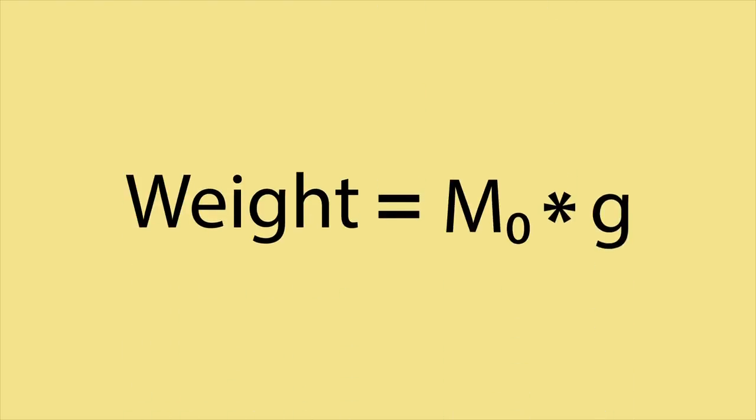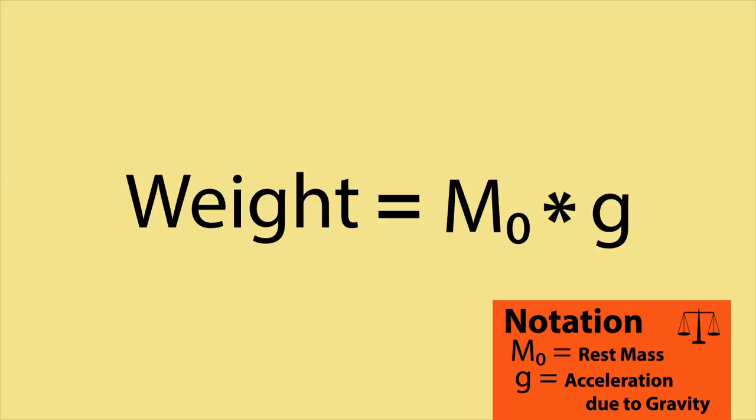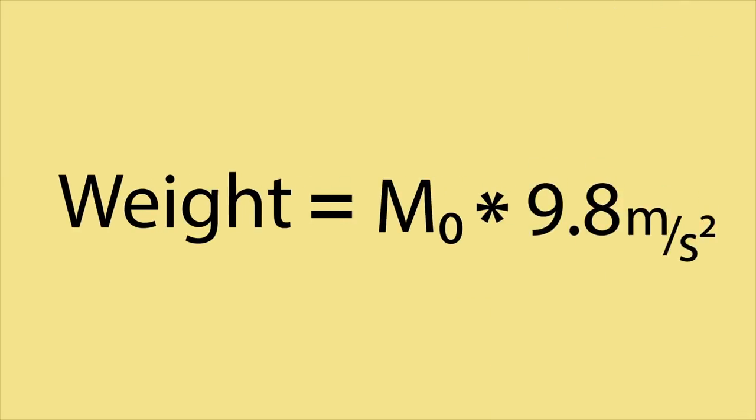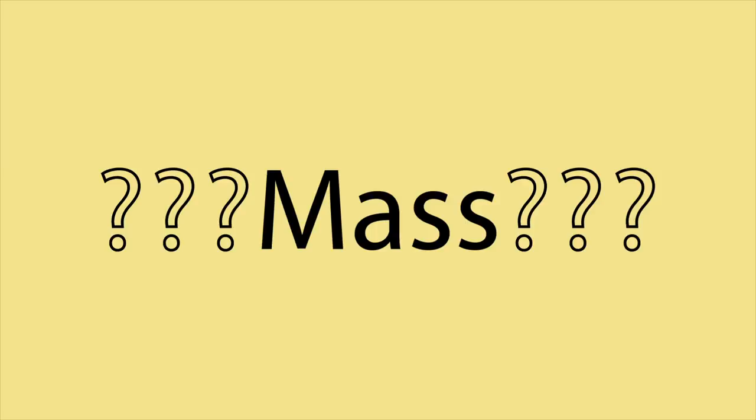Let's figure out how to calculate mass. The weight, or force of gravity, is approximately rest mass times acceleration due to gravity, which is about 9.8 meters per second squared. Use the scale in your bathroom to measure the weight, and bada bing, you have the rest mass. So this is how we measure mass, but we still don't know what it is.